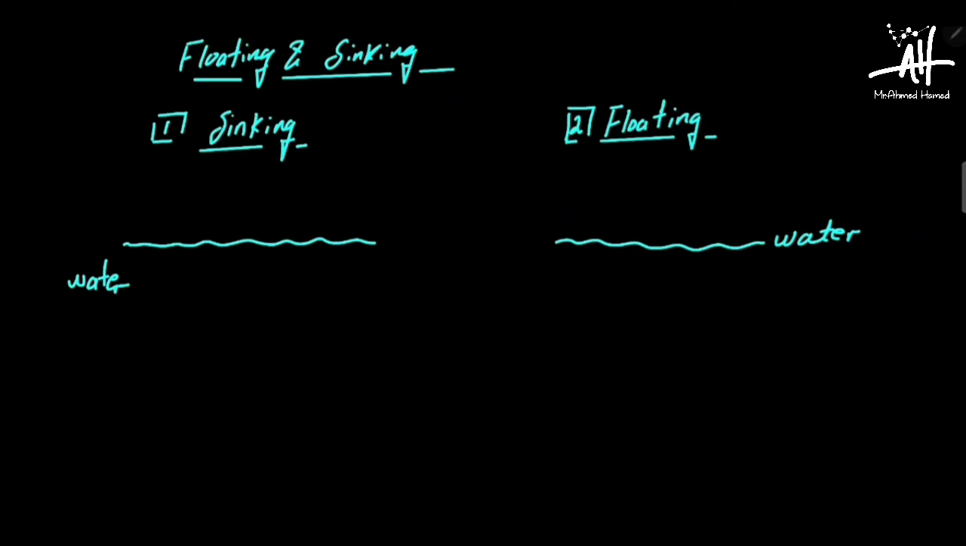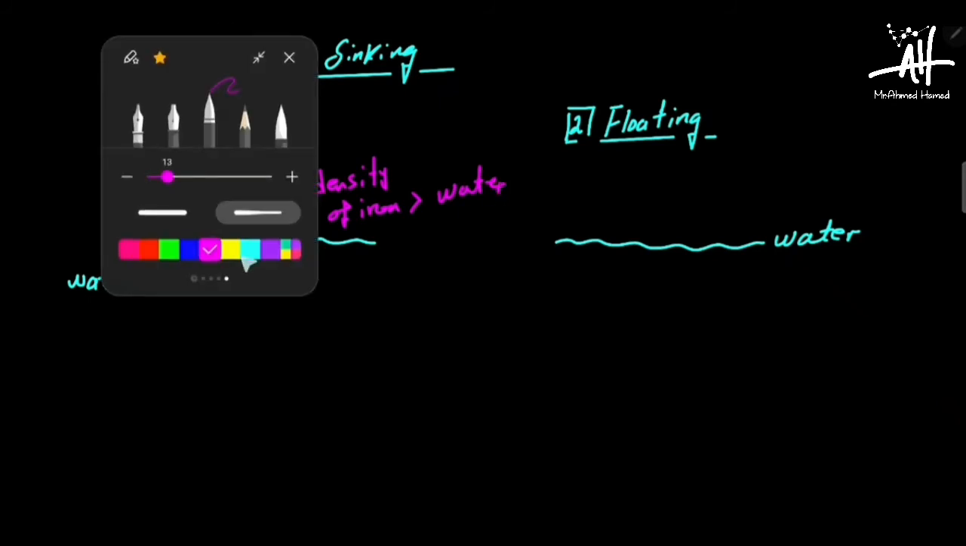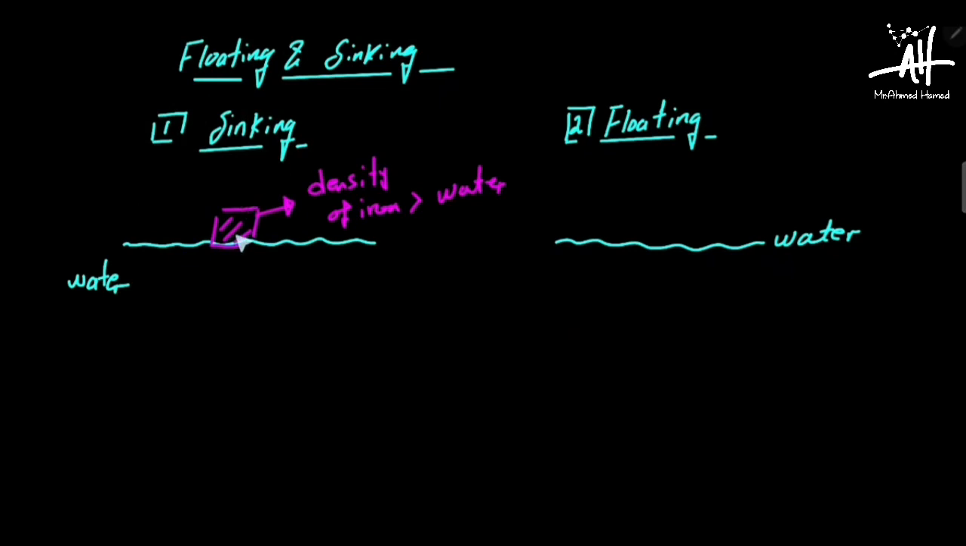The following point that we will discuss is sinking and floating. If we got an iron piece on the surface of water like this, the density of iron is higher than the density of water, which will mean that the downward force from the iron will be stronger than the upward force from the water, so that the iron will sink inside the water.